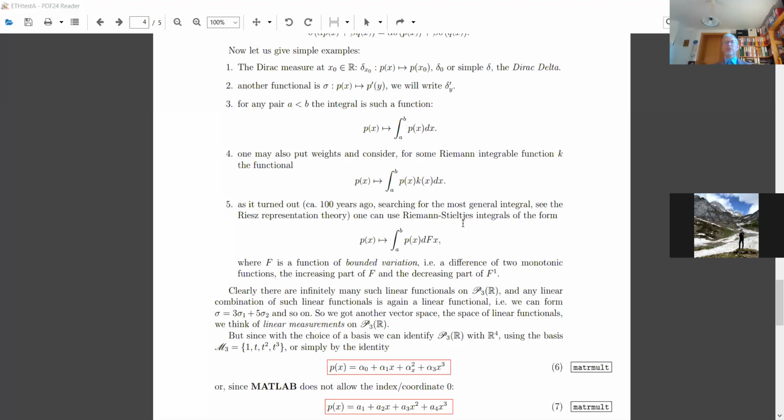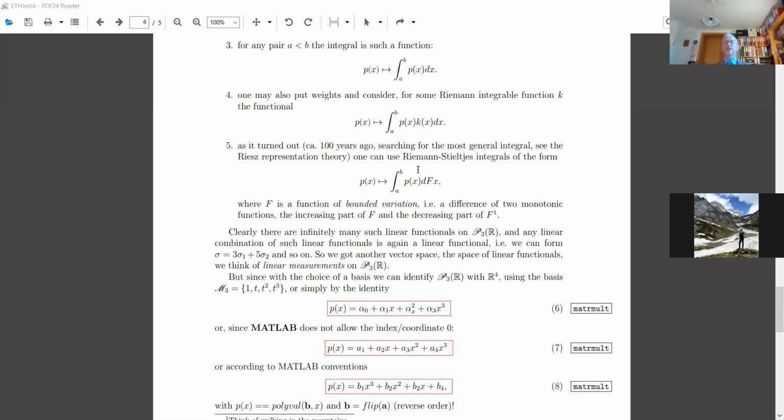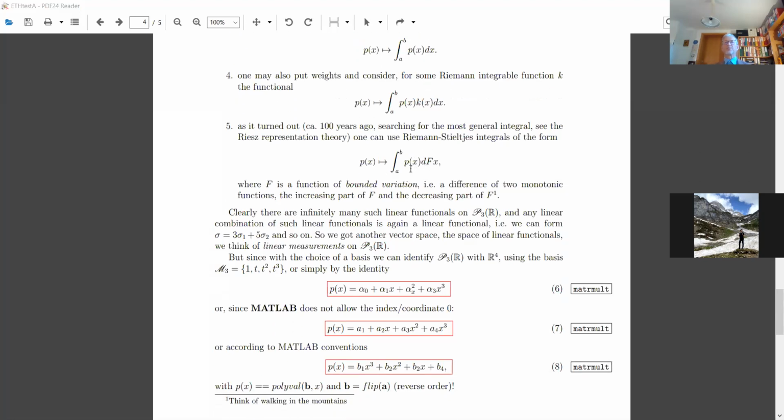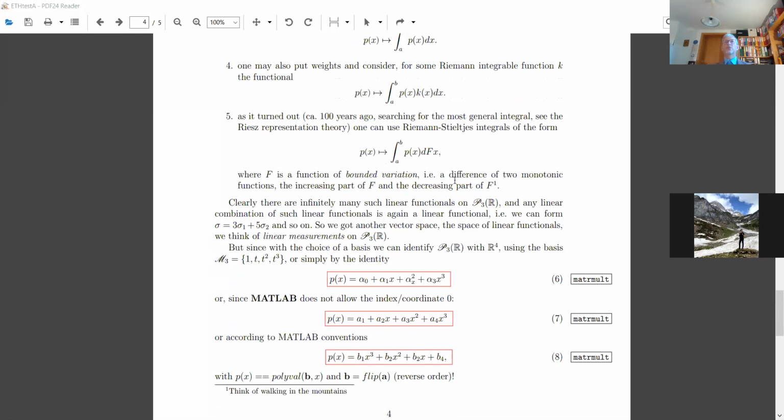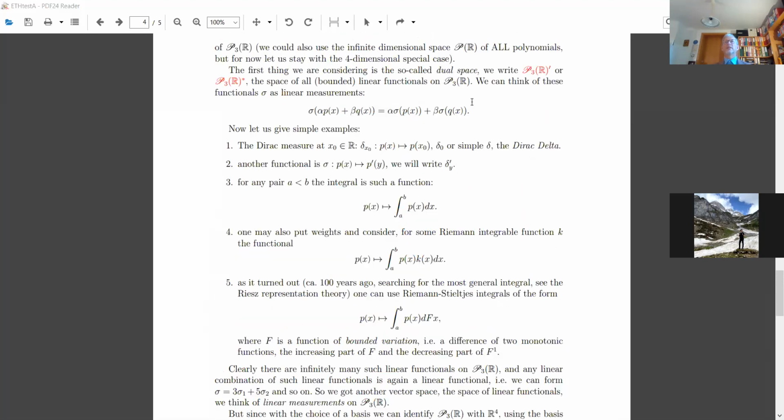Okay, we are now in the situation of having a huge number of linear functionals, and I would like to keep it at this moment. One more thing is that these linear functionals, I'm talking about the dual space. Now, dual space refers to the fact that this is again a vector space.